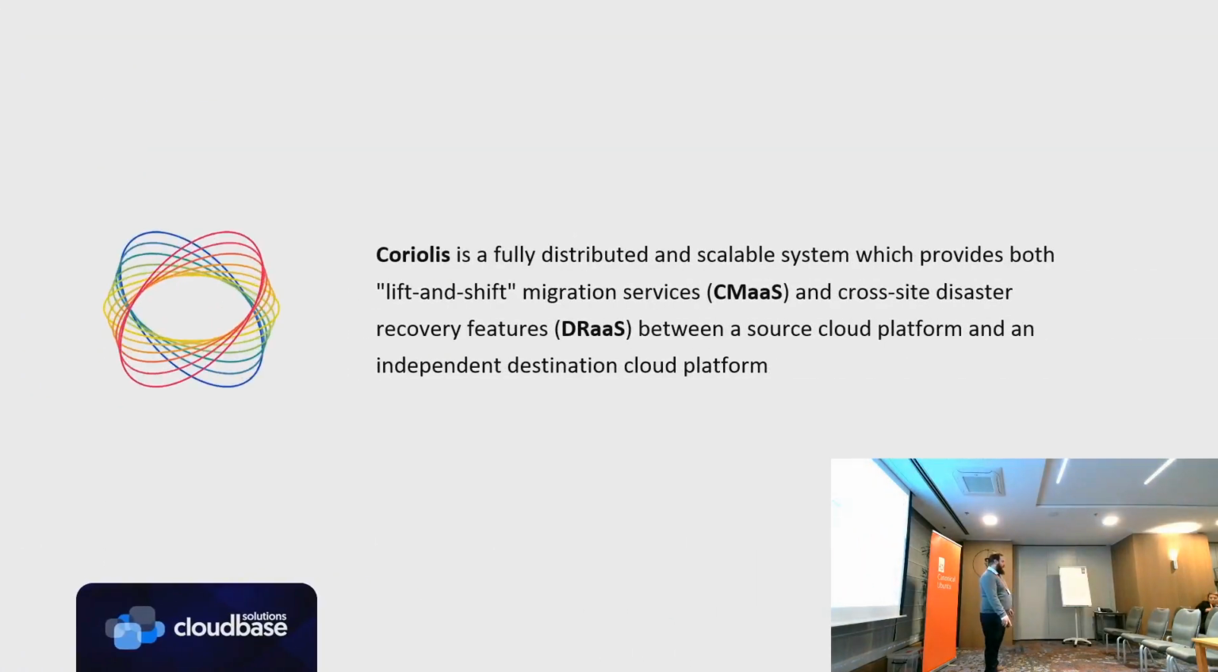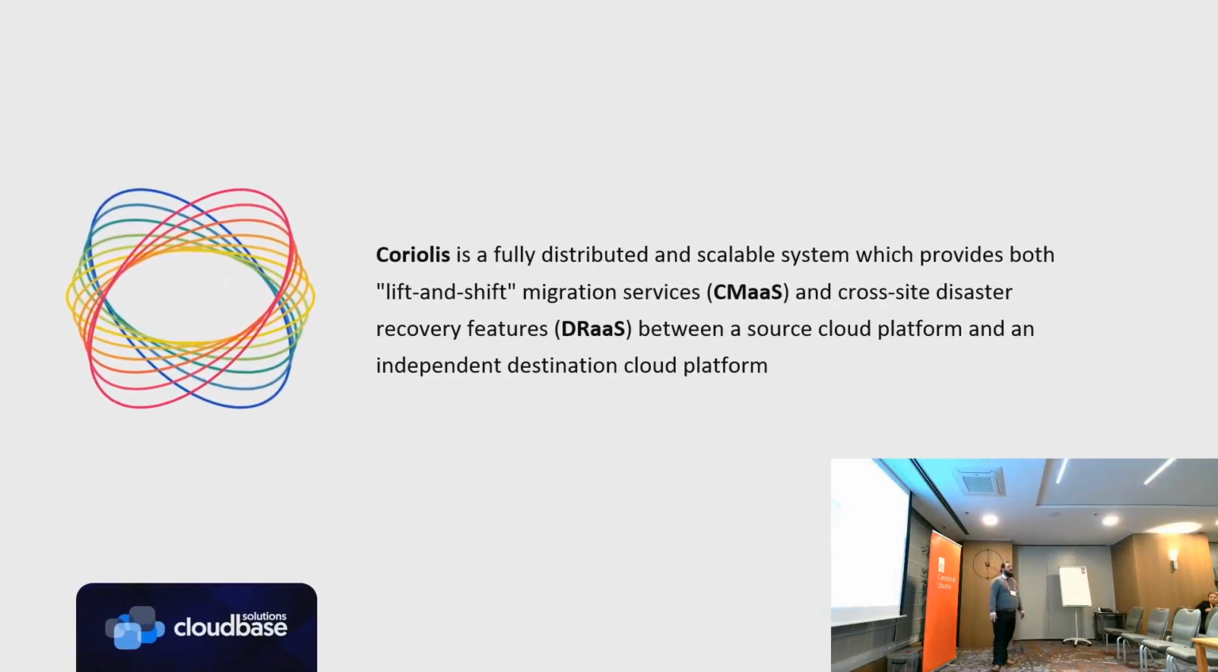So what is Coriolis? Coriolis is designed as a disaster recovery as a service and a cloud migration as a service solution. We can help you lift and shift your workload from, depending on what is currently supported, any cloud to any other cloud that Coriolis currently supports. And for disaster recovery as a service, we have a more granular approach, about which I will discuss in more detail, and that is what we call replicas.